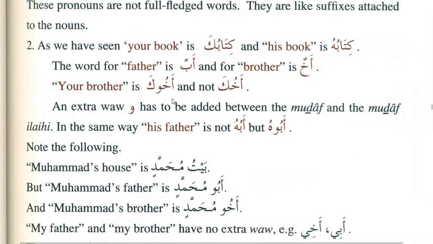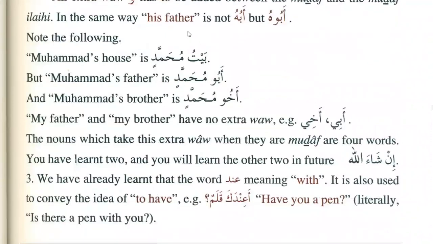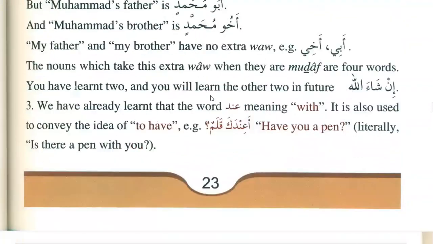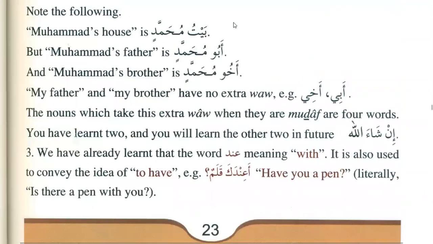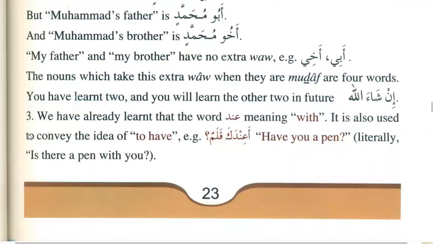Whenever we attach these pronouns to words like ab and akh, we add an extra vowel between them. Similarly, when these two words ab and akh are made muzaf, we add an extra vowel. Then you will also learn that when we make these words ab and akh muzaf to the personal pronoun, we don't add any extra vowel. Study these things. Then you will learn about inda.